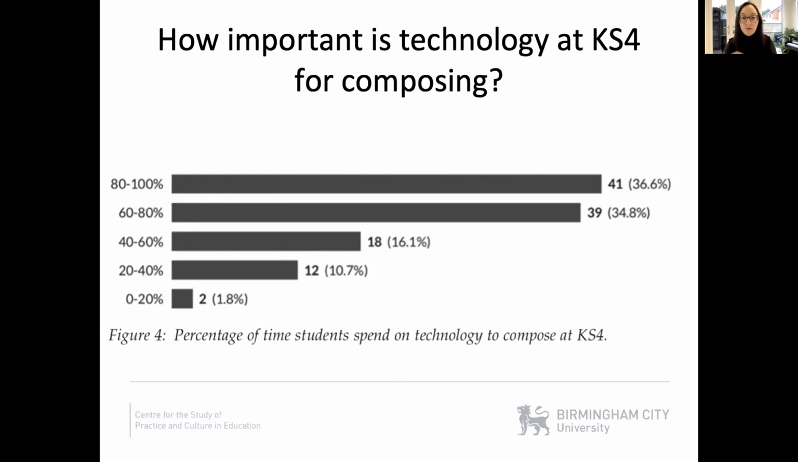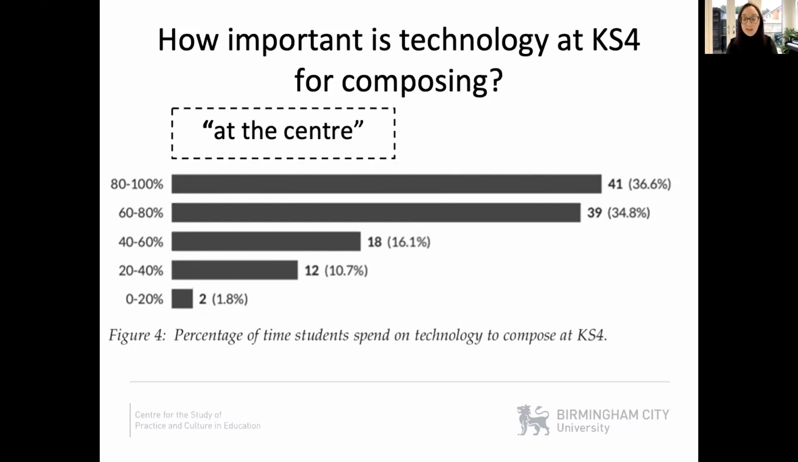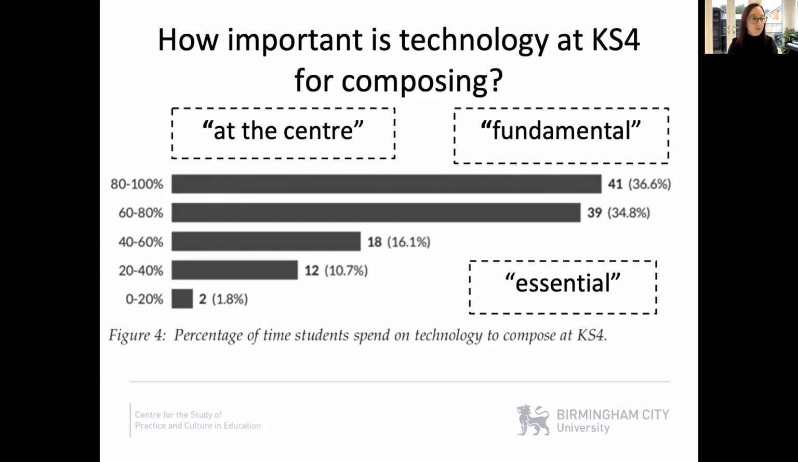And this was from one of the results from the survey. So as you can see, quite a lot, a high percentage, when students are composing, they're using technology. I should also note that teachers commented that this varied massively depending on the student, so this wasn't for everybody. But nevertheless, lots of teachers also mentioned that technology was at the centre. It was essential and a fundamental part of composing. So it was really integrated.